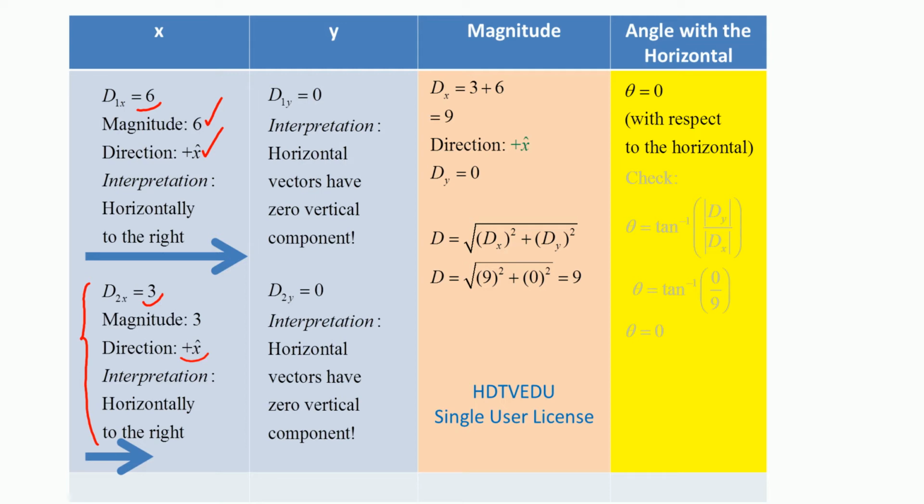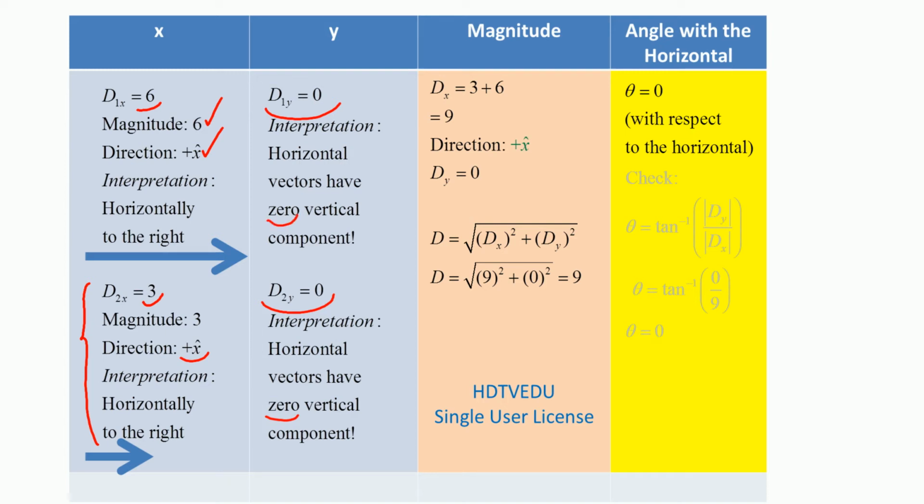Let's go back to d1. It is a horizontal vector. So what can we say about the y component? It is 0. What about the y component of the horizontal vector d2? 0. So what is the interpretation? When a vector is horizontal, it has 0 vertical component.